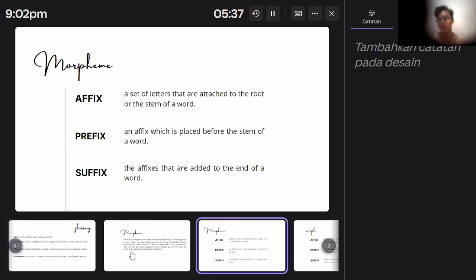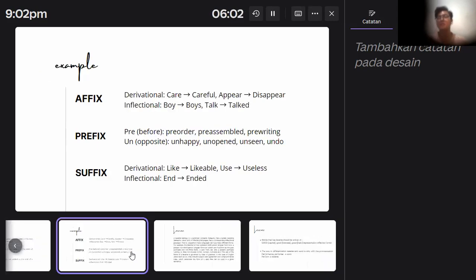Morphemes have three kinds. The first is affix. An affix is a set of letters that are attached to the root or the stem of a word. The second is prefix. A prefix is an affix which is placed before the stem of a word. And the last is suffix. A suffix is an affix that is attached to the end of the word. We can look at examples of affix, prefix, and suffix.